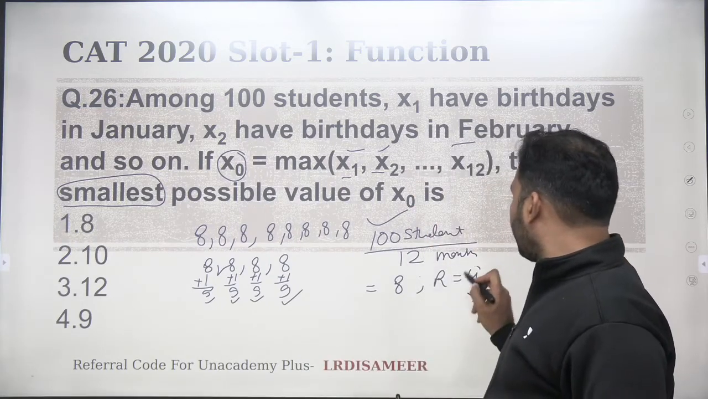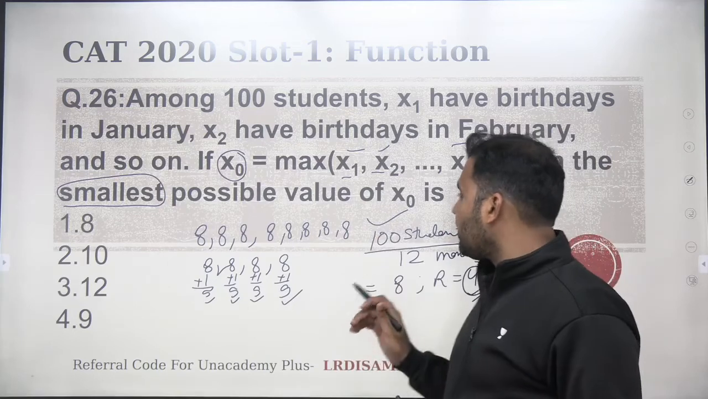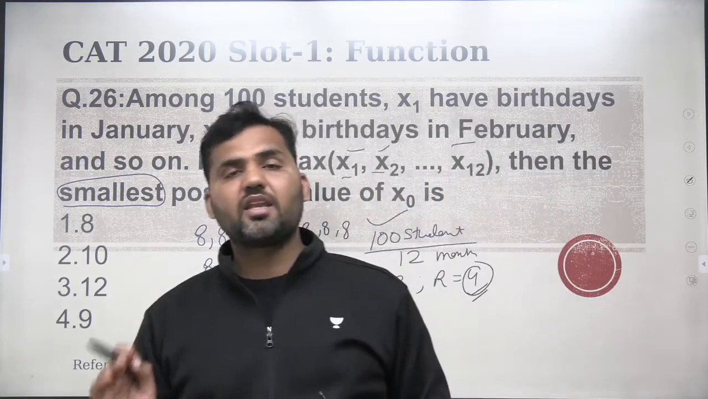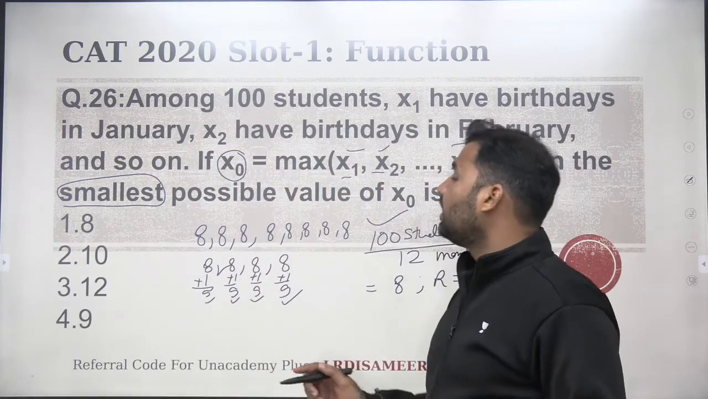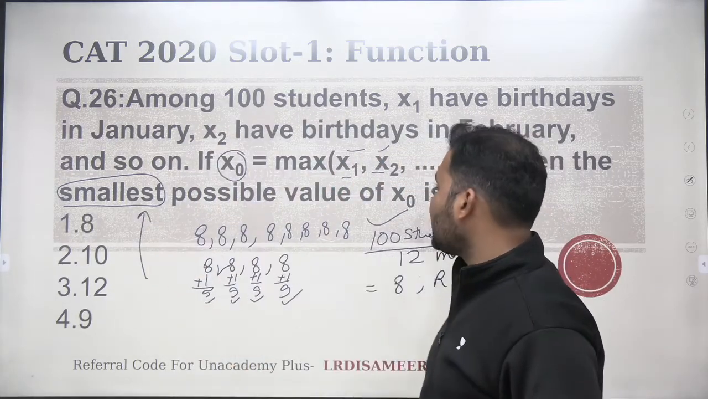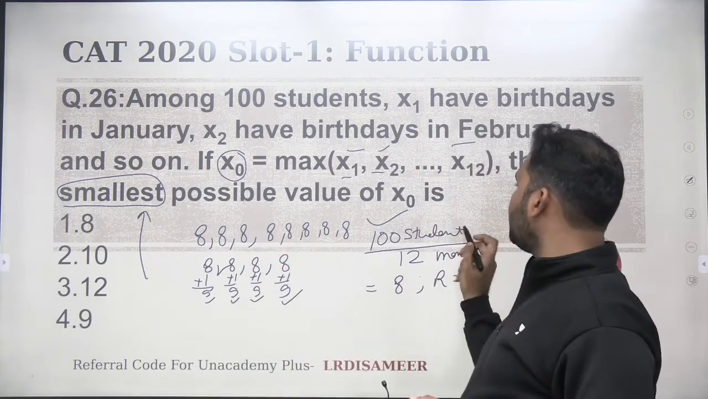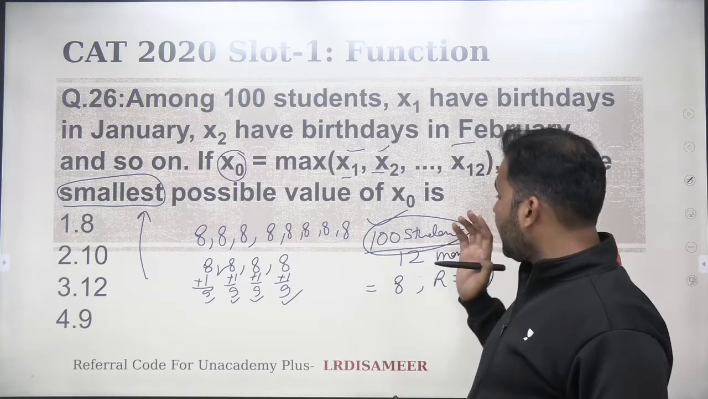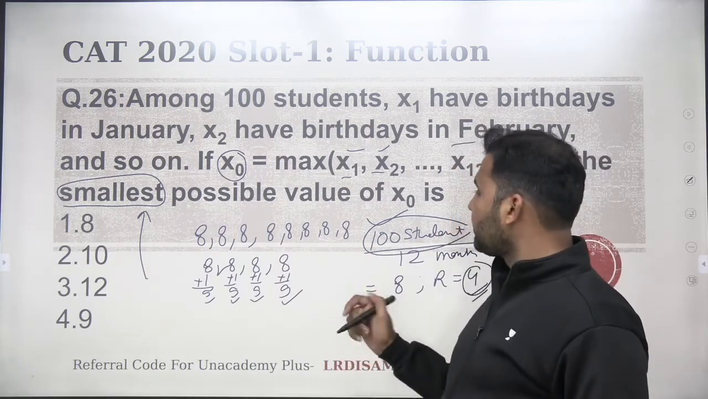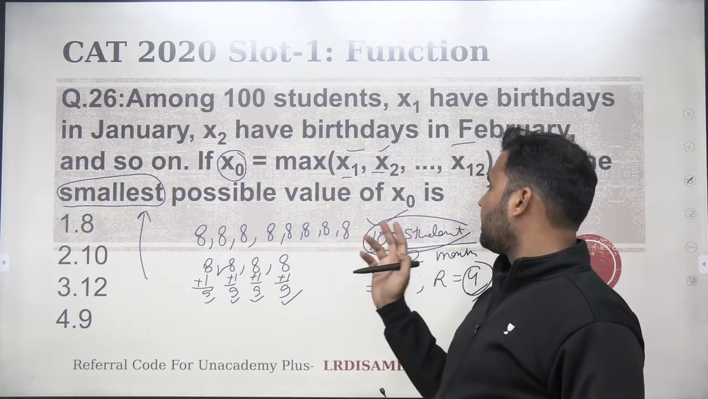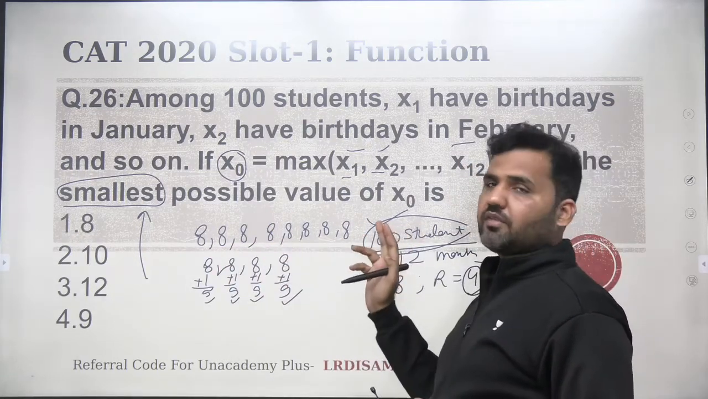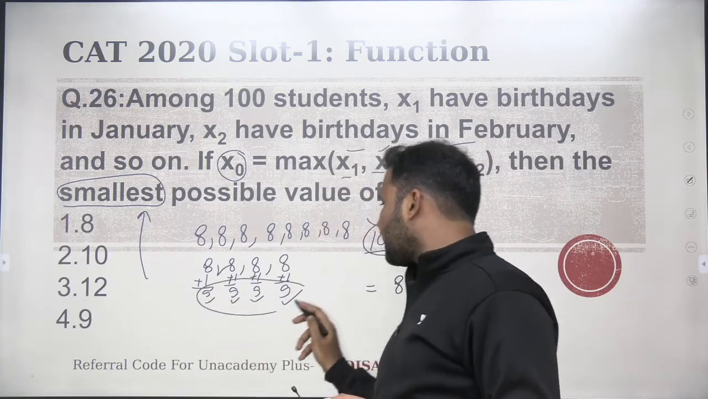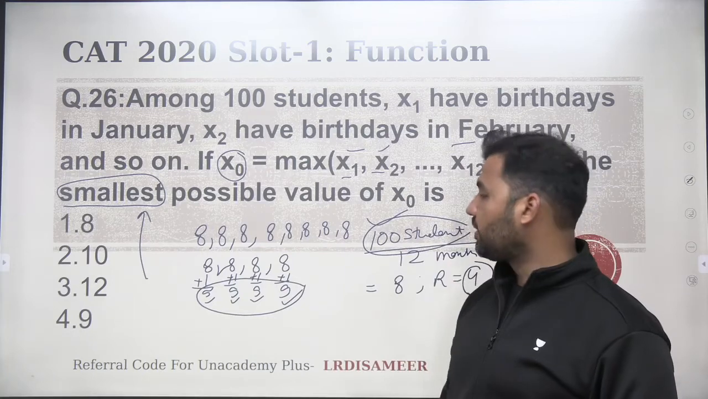Why am I not adding 4 to only one value? Because if I add 4 to one value, that means I assume that 12 students have their birthday in one month, and then I will not have the smallest possible value. Because I need to minimize the value, I need to distribute the total equally among the 12 months, as equally as possible, right? So I distributed 64 equally among 8 months, and the rest has been distributed with 9 to each of the other 4 months.